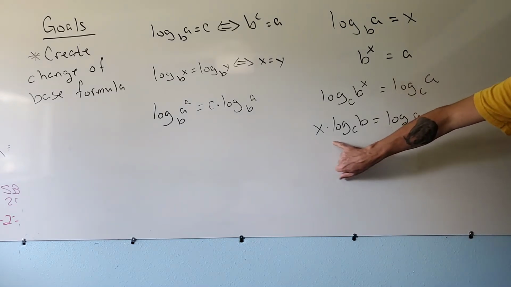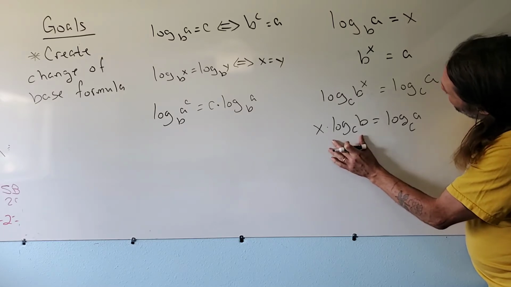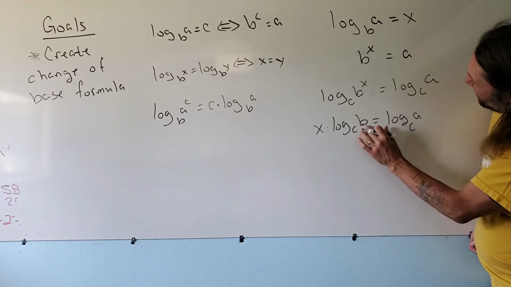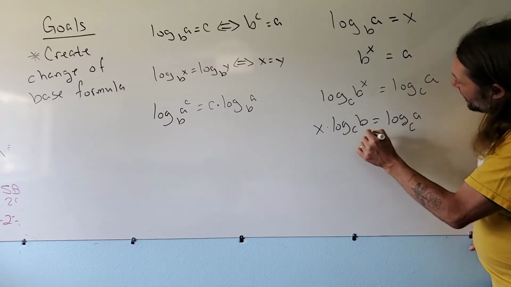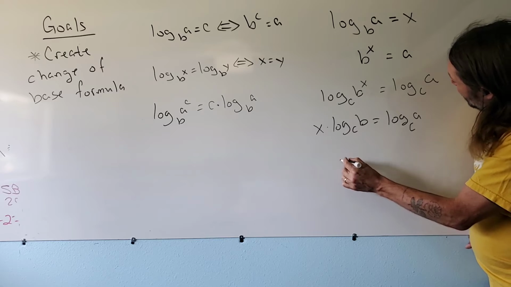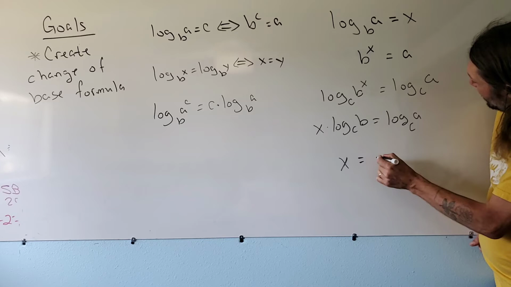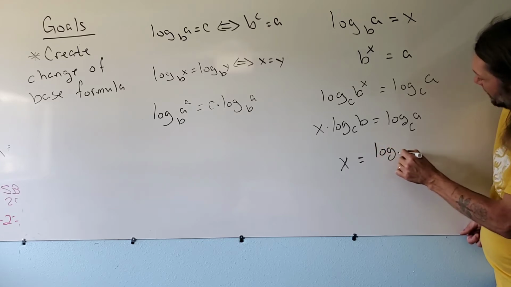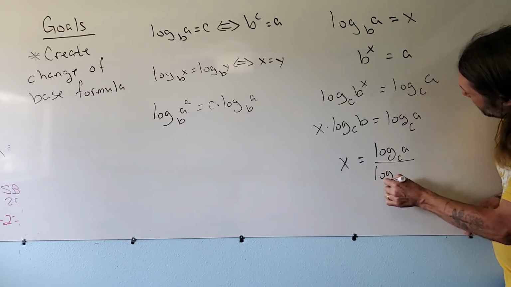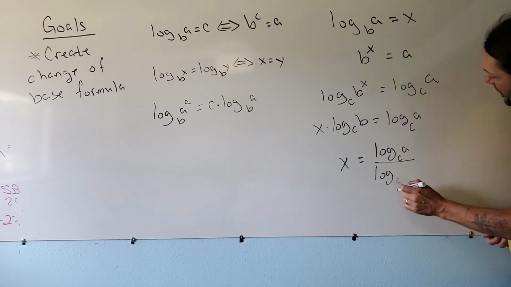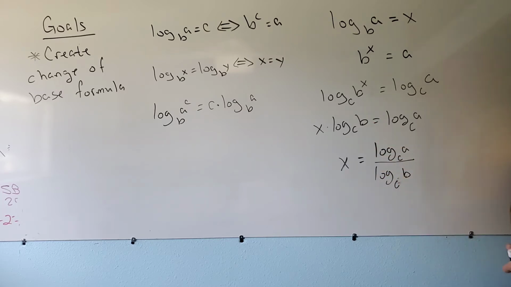I want to get my x by itself. All x's end up by themselves eventually, right? So what I'm going to do is I'm going to divide both sides by log base c of b, and now I'm going to be left with x by itself. So x is going to be equal to log base c of a, and we're going to divide that by log base c of b. And I'm almost done with this argument.